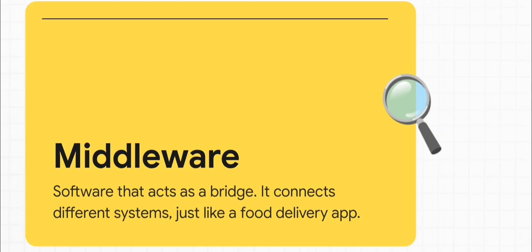I love this analogy. Think of a food delivery app. You don't call the restaurant, figure out their menu system, and place your order directly. No way. The app acts as the bridge. It takes your order, translates it for the restaurant, and handles all that back and forth. Middleware does the exact same job, but for software systems.